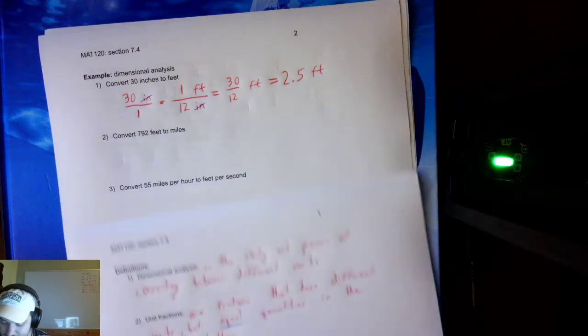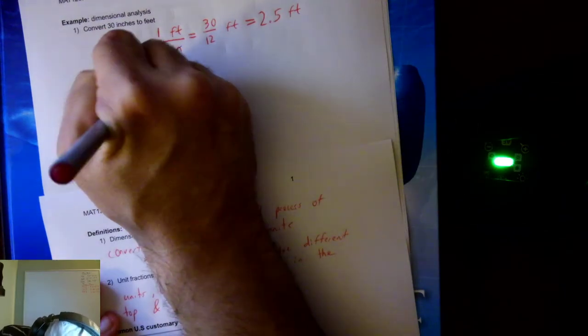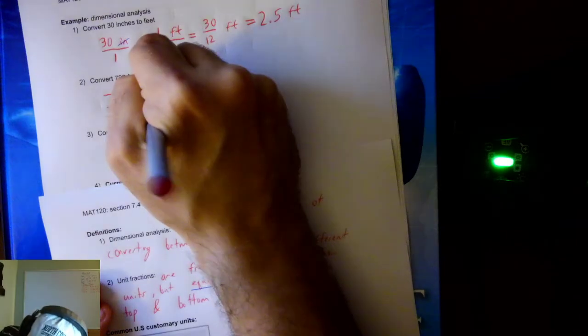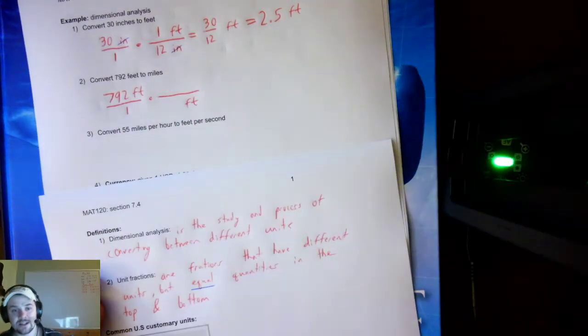Let's take a look at the next one. It says convert 792 feet to miles. So I'm going to write the unit I have, 792 feet, over 1. I need to convert it. The first thing I'm going to do is I know I need to cancel out the feet.